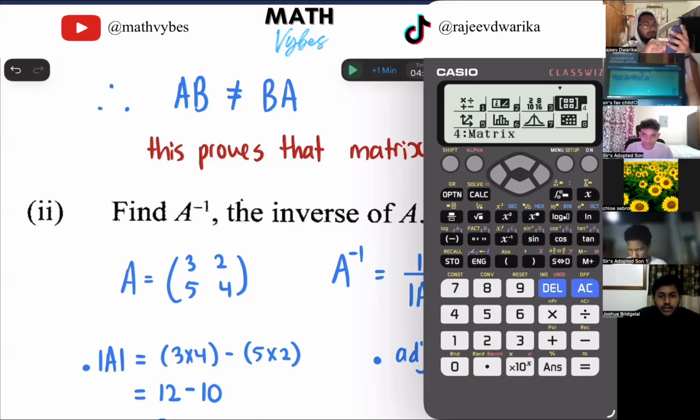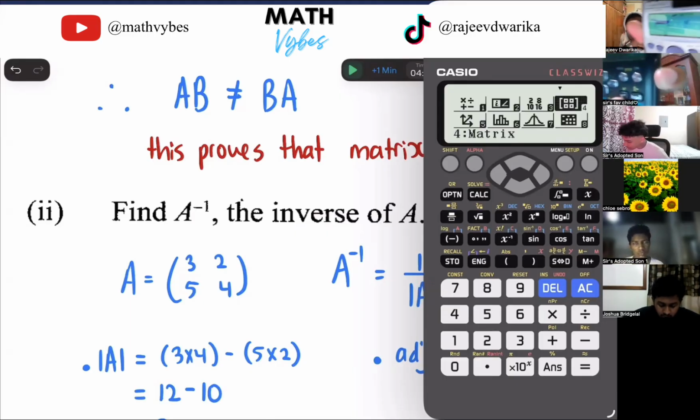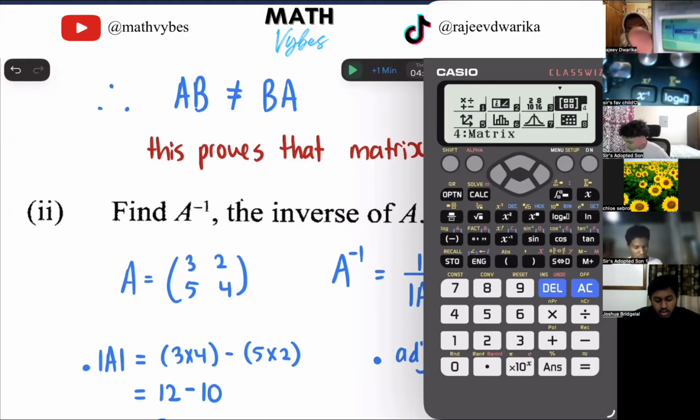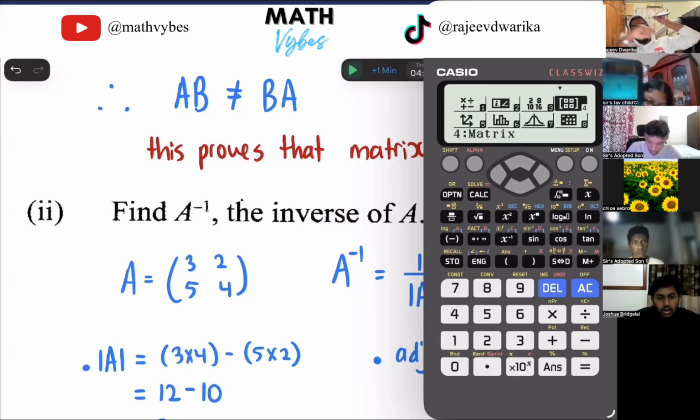And then you're gonna press the x to the power minus 1 button. See this button here? You're gonna press the x to the power minus 1 button, and then press equal, and it should get the identity matrix. Yeah, that one, x to the power minus 1. Yes, that's crazy, right?